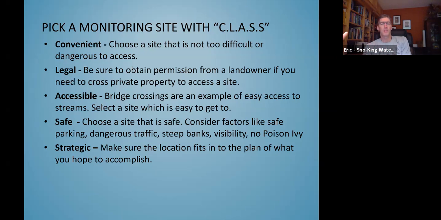So when you want to choose a site, you want to make sure that, first of all, it's close, like convenient. For example, it would be close to your house as opposed to far away. Legal, you make sure that you actually have permission to get there. Accessible, you can actually make it to the site. Safe, there are safety factors, parking, streets. You want to be in a place that maybe has some visibility, so you're not going to an isolated place by yourself. And then strategic, make sure that you're learning what you want to learn from that site.